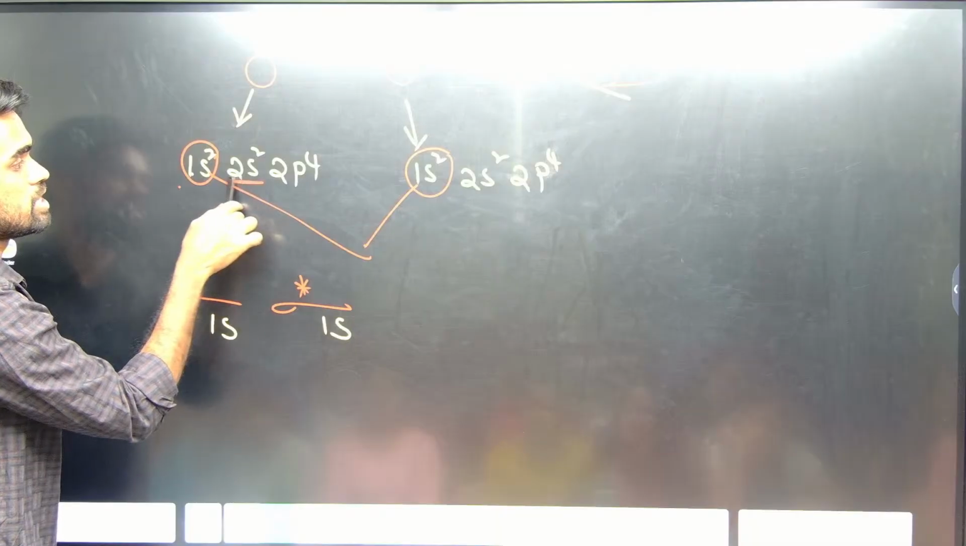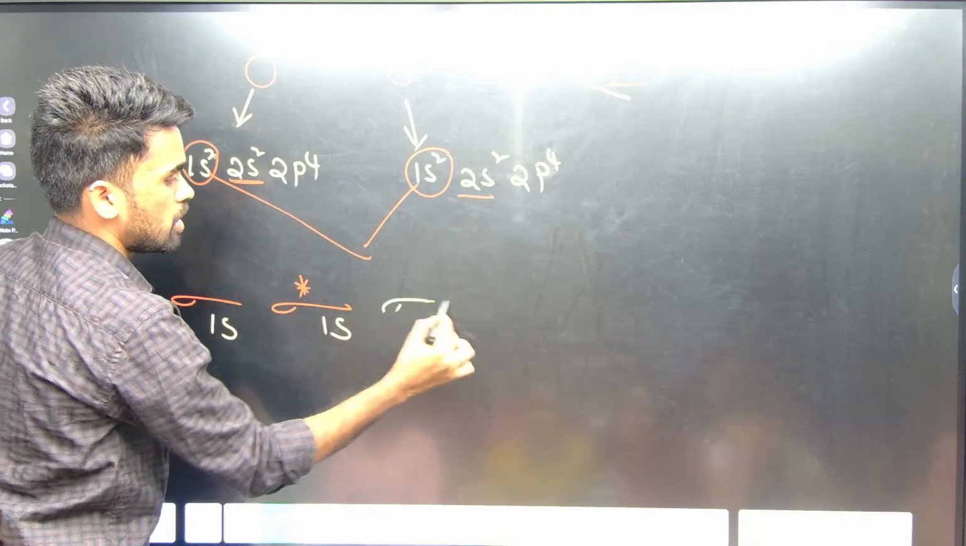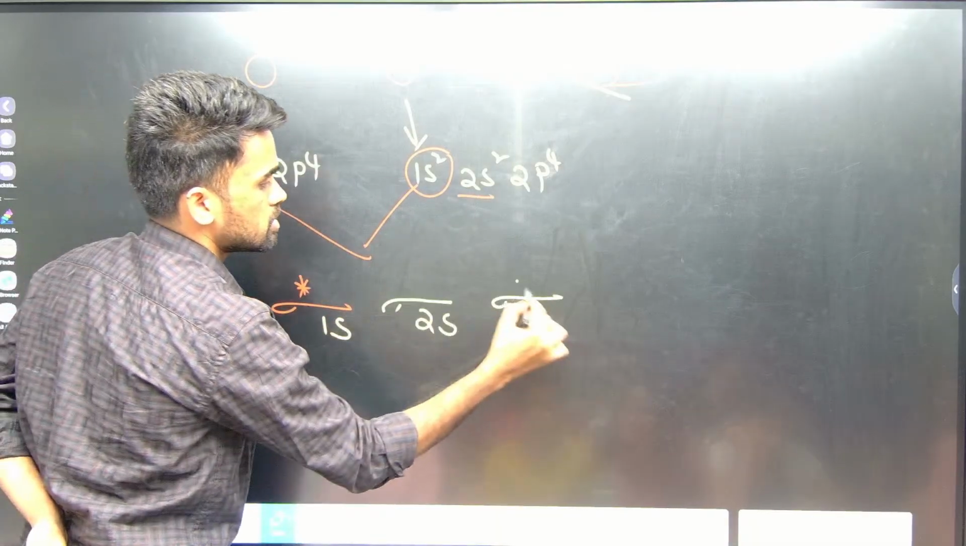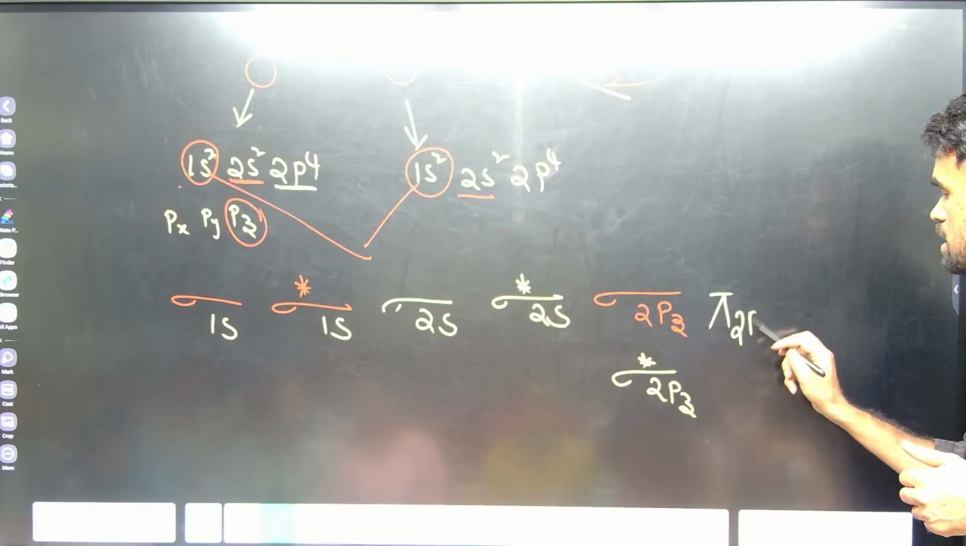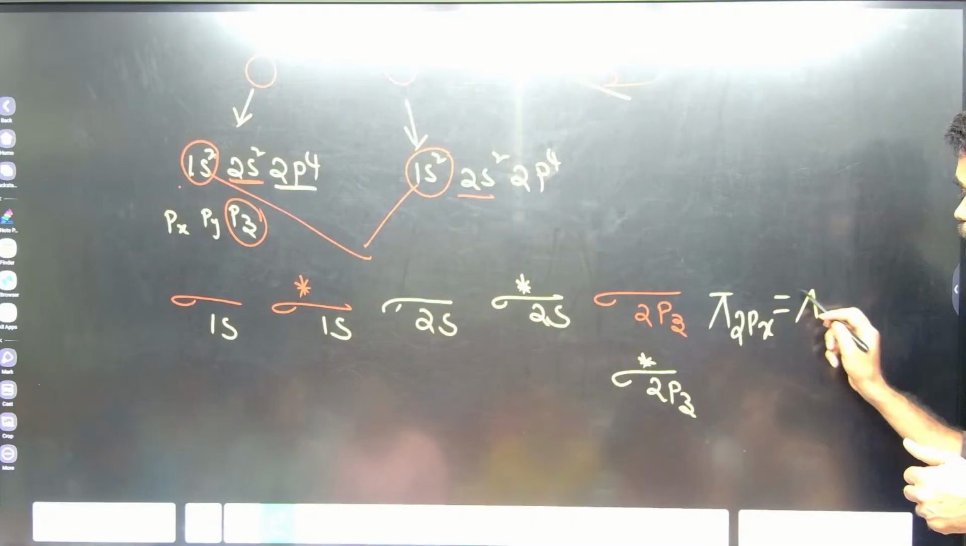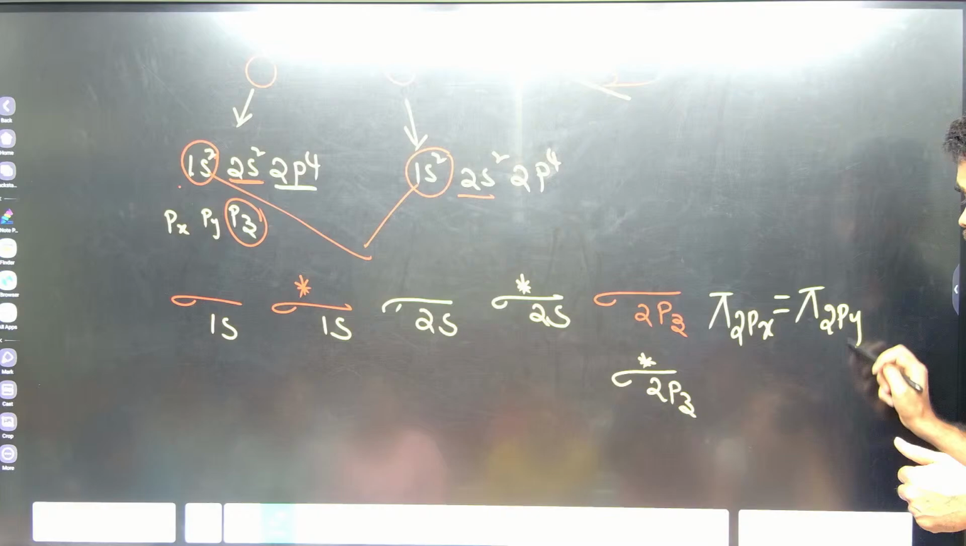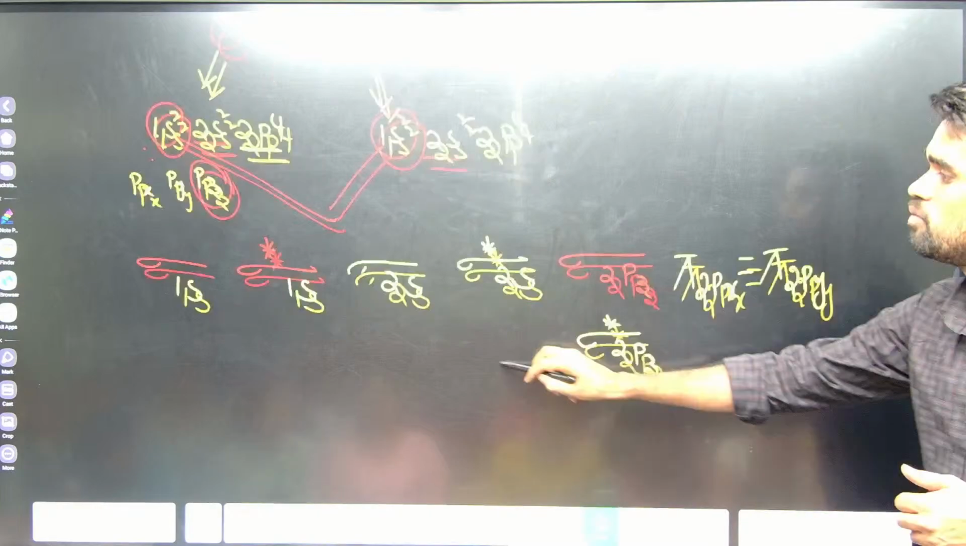Similarly, same energy here, 2s, 2s: sigma 2s. So what is that, pi? Pi 2px equals pi 2py. So if these are bonding, what are the respective anti-bonding ones?